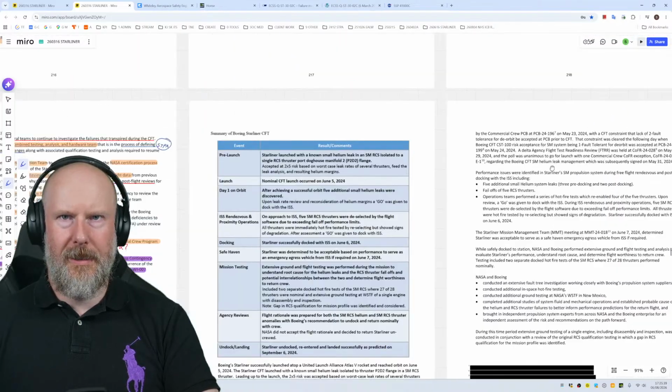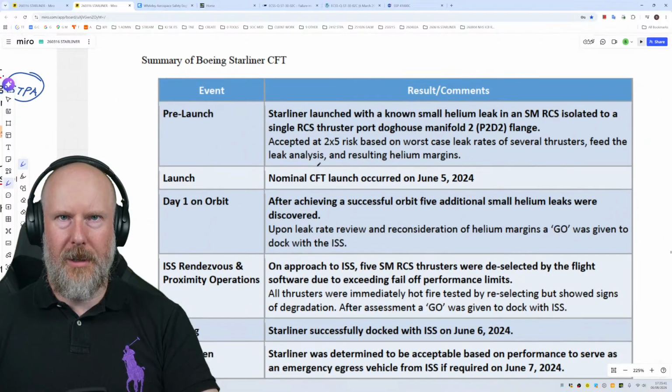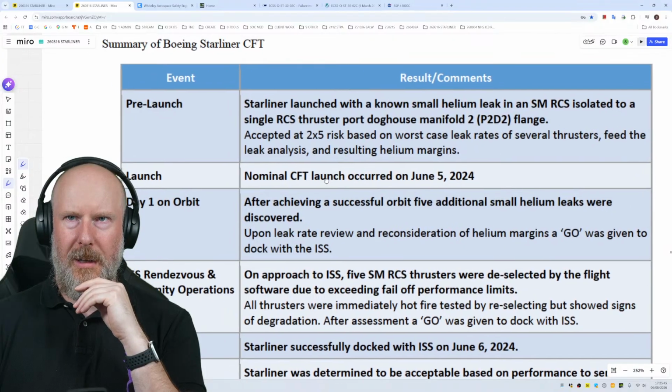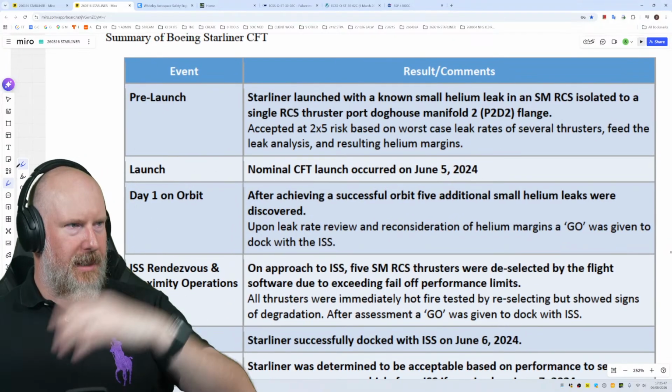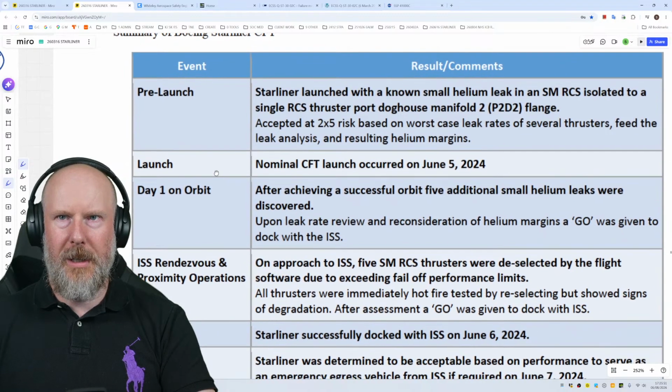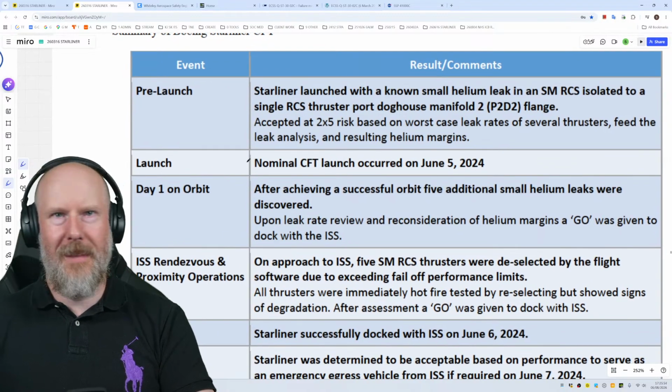Okay, right. So let's keep going. So this is the summary of the Boeing Starliner crew flight test. So this is like a timeline description by the sound of it. Let's make sure it's big enough on your screen so you can read it.